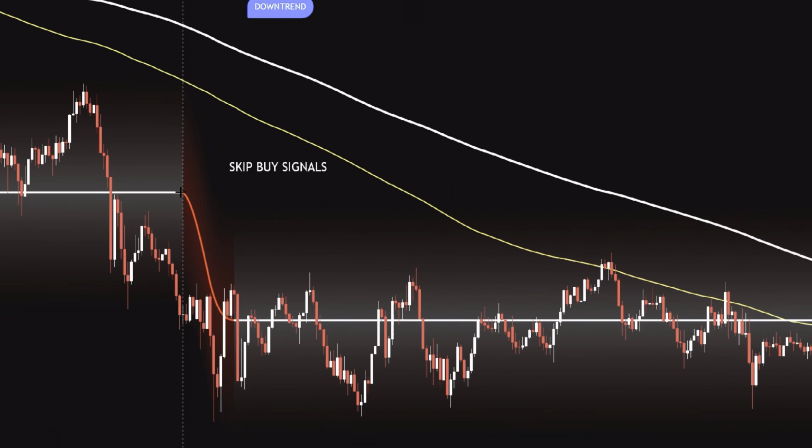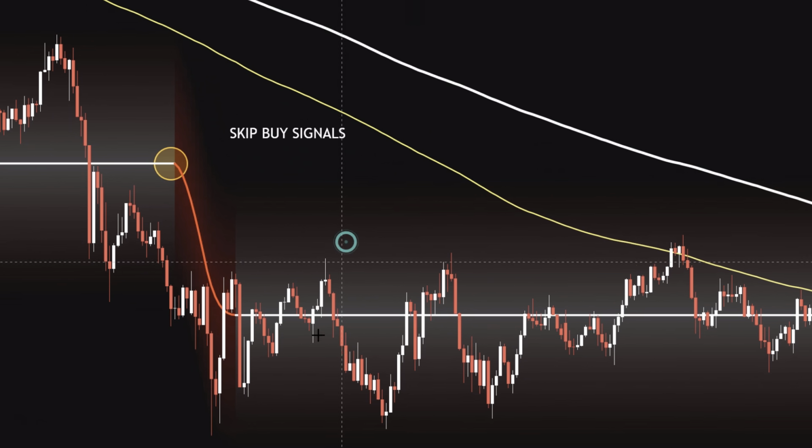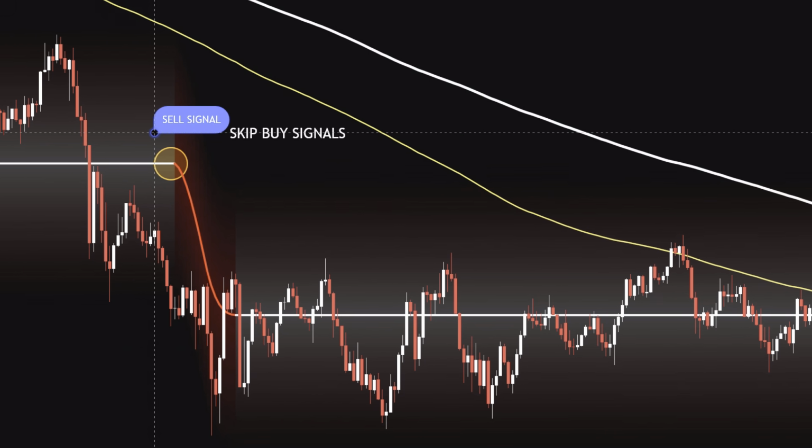Now the Sentiment Range MA flips red. That's your sell signal. But here's the key. The trend is already down, so the signal is valid. You're not fighting the market, you're joining it.